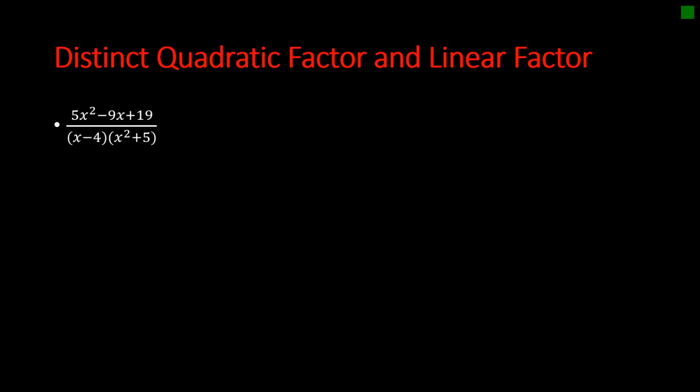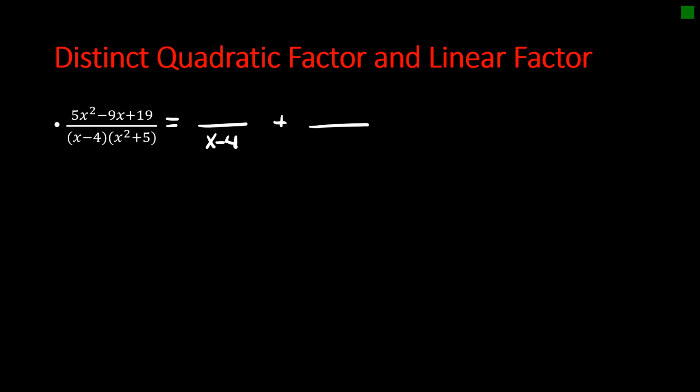So we're going to look at an example. We have (5x squared minus 9x plus 19) divided by (x minus 4)(x squared plus 5). In this case, we have a distinct quadratic factor, that's our x squared plus 5, and we have a distinct linear factor, which is our x minus 4. So this rational expression is already in its simplest form.